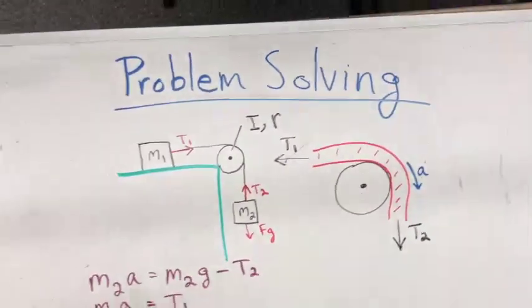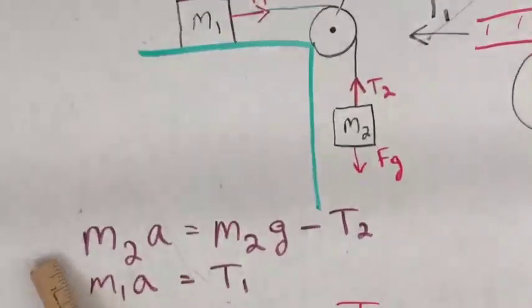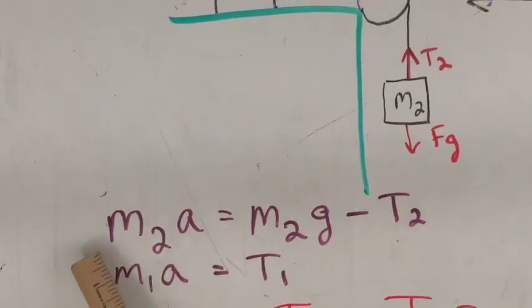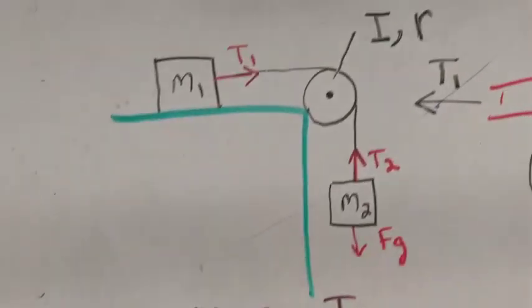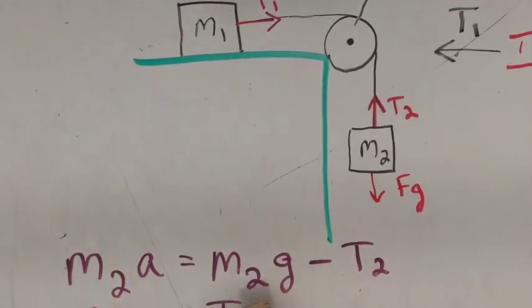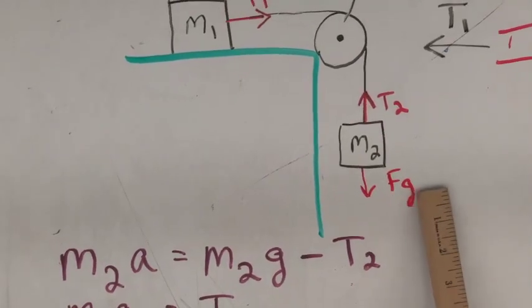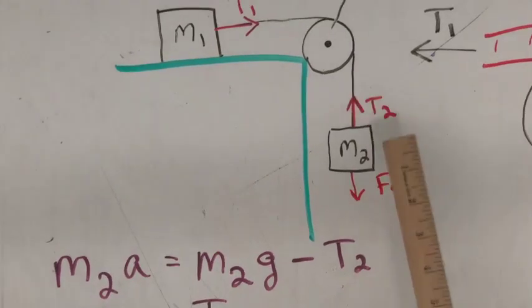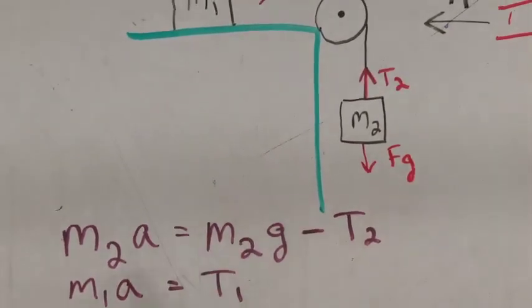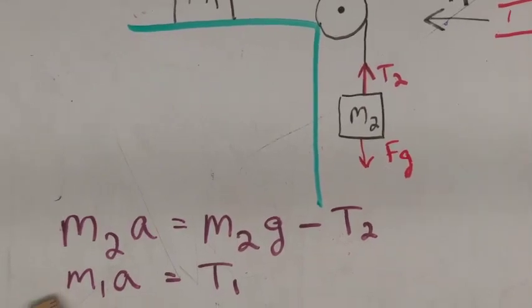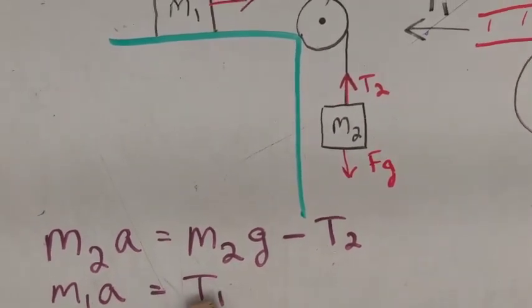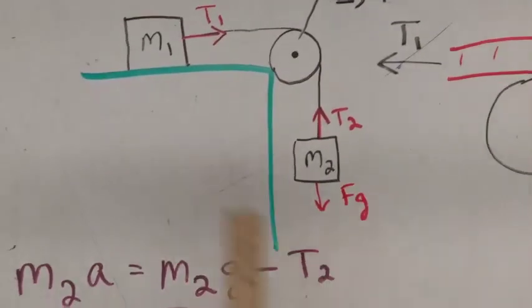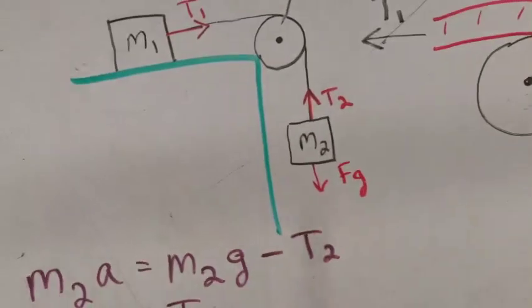So we start by writing our Newton's second law equations. We have the net force on M2, which is M2A, is equal to M2G, which is the force of gravity pulling it down, minus T2, which is a force of tension pulling M2 up. And similarly, we also write that M1A is equal to T1, because that is the only force acting on M1, because we are assuming no friction on this surface here.